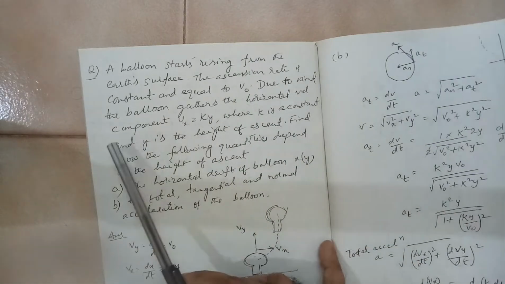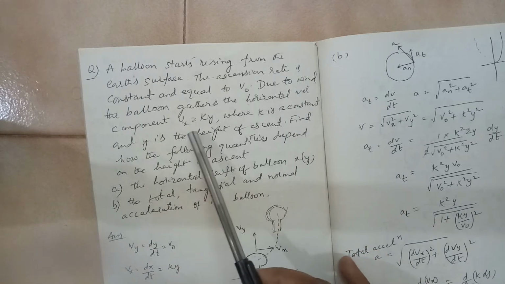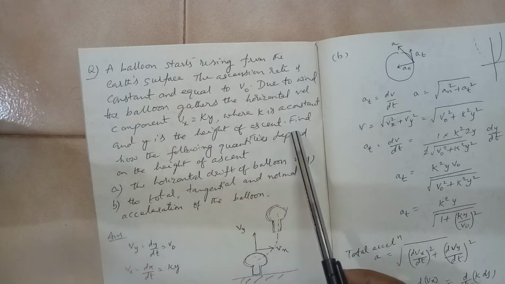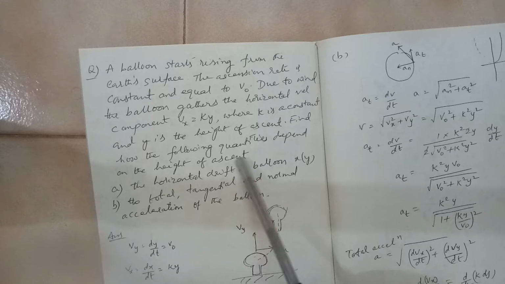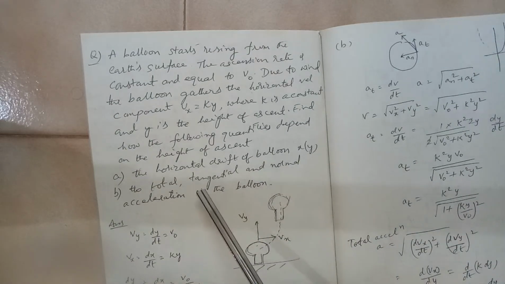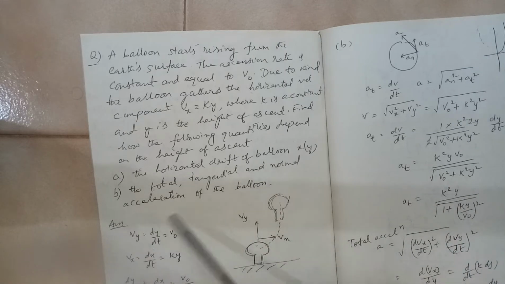Due to wind, the balloon gathers a horizontal velocity component Vx equal to ky, where k is a constant and y is the height of the ascent. Find how the following quantities depend upon height of the ascent: the horizontal drift of the balloon, x as a function of y, and the total tangential and normal acceleration of the balloon.